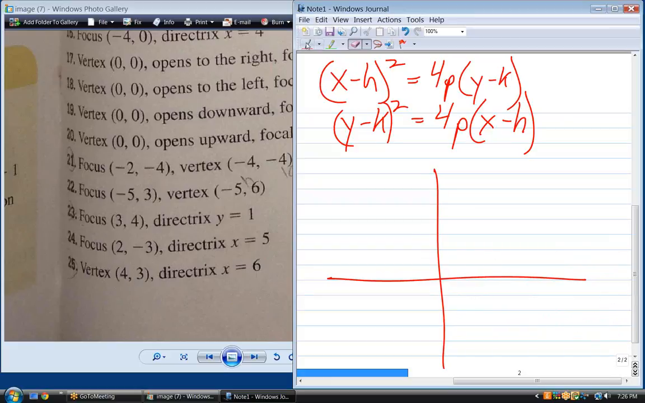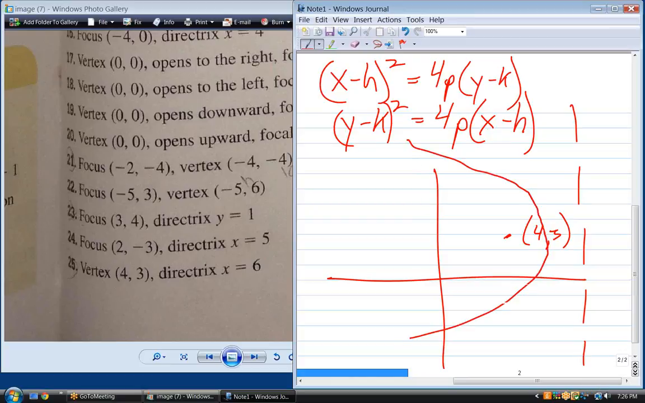Vertex is at 4, 3. The directrix is at x equals 6. So it's opening down. Oh wait, x equals 6, so it's opening to the left, so it's a y. This is at 6.